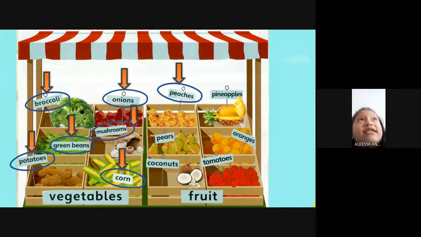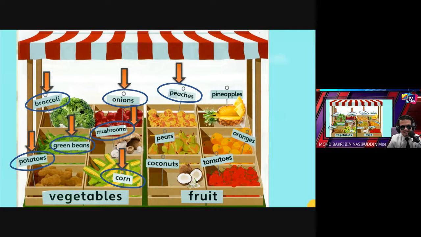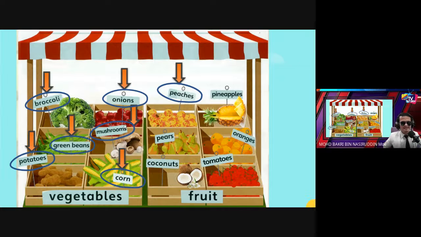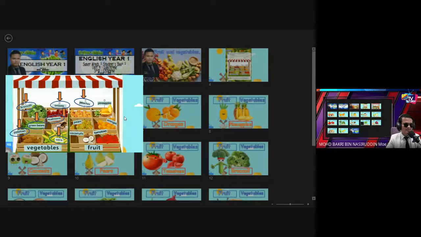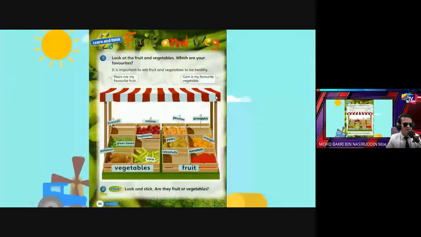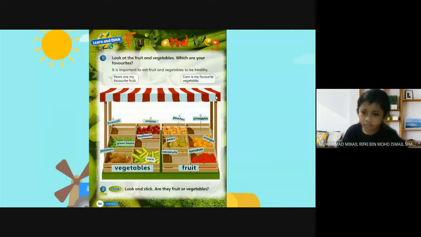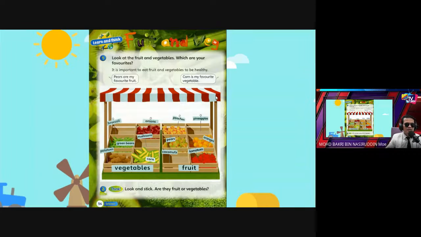Okay, ikut cikgu. My favorite vegetable is broccoli. Okay, ataupun awak boleh sebut ya, macam dalam buku teks ni. Dalam buku teks ni dia kata awak sebutkan dia punya sayur dulu. Contoh broccoli tadi kan, Alicia suka broccoli. Broccoli is my favorite vegetable. Okay? Okay, cikgu dah tanya Alicia.